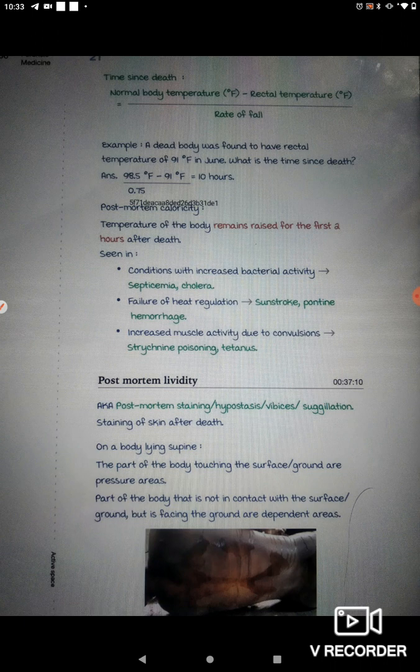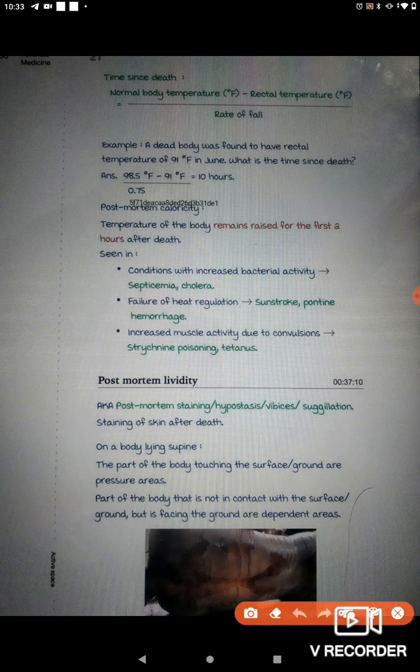Postmortem caloricity is the temperature increase in septicemia or cholera cases, failure of heat regulation in sunstroke or pontine hemorrhage, and increased muscle activity due to convulsion. Muscle activity produces heat in strychnine poisoning or tetanus poisoning.